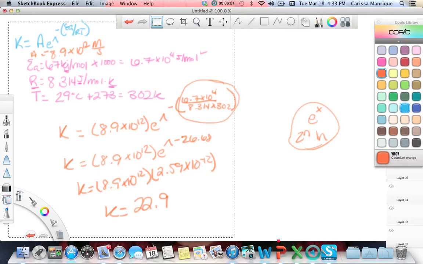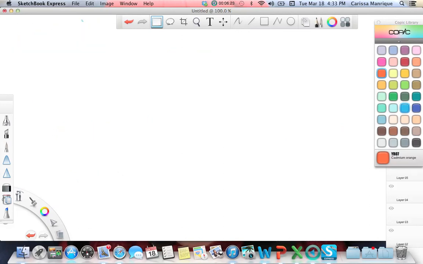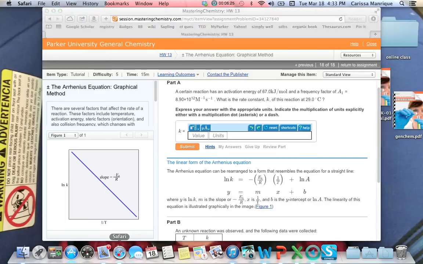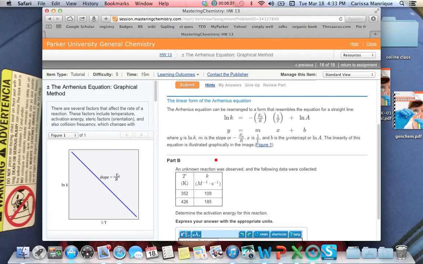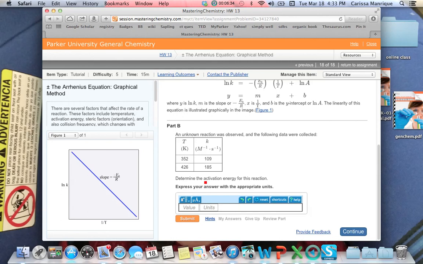It's just plug it into the formula. And the next part is a little bit more abstract. Okay, so it gives you the Arrhenius equation for a straight line, and it gives you all this information here, and it gives you data, and it says determine the activation energy, knowing that the slope is the negative EA over R. So let's see what we have here.